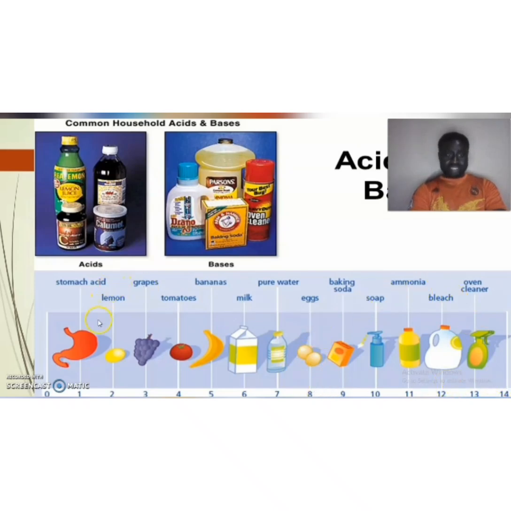So if you look at this example, you have stomach acid, which is hydrochloric acid. It is at 1 on the scale. Lemon is 2 on the scale. Grapes 3. So if you follow through, you'll be able to place examples of different materials based on their level of acidity and alkalinity or basicity. Look at the picture here, it gives you a lot of examples you can take home.